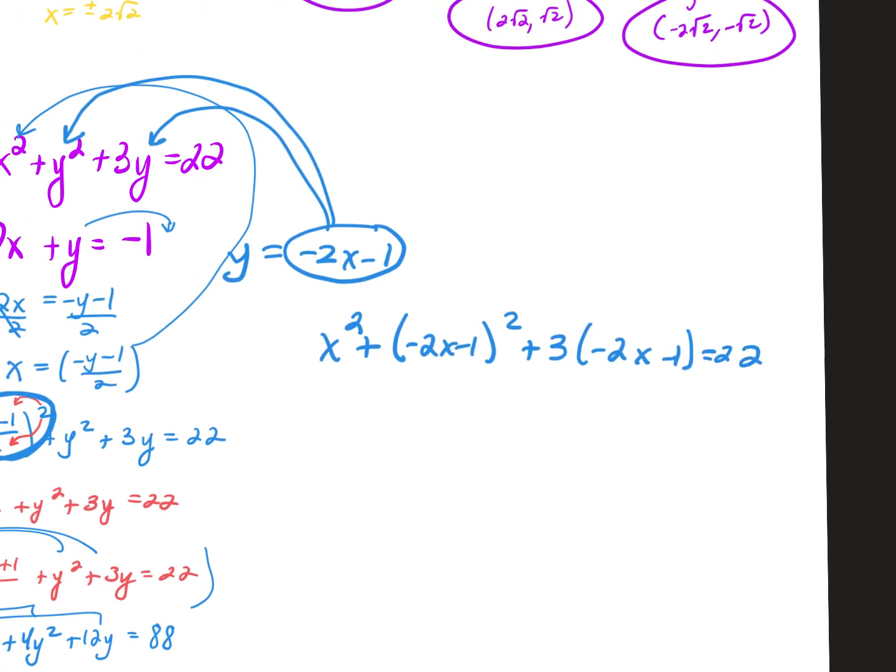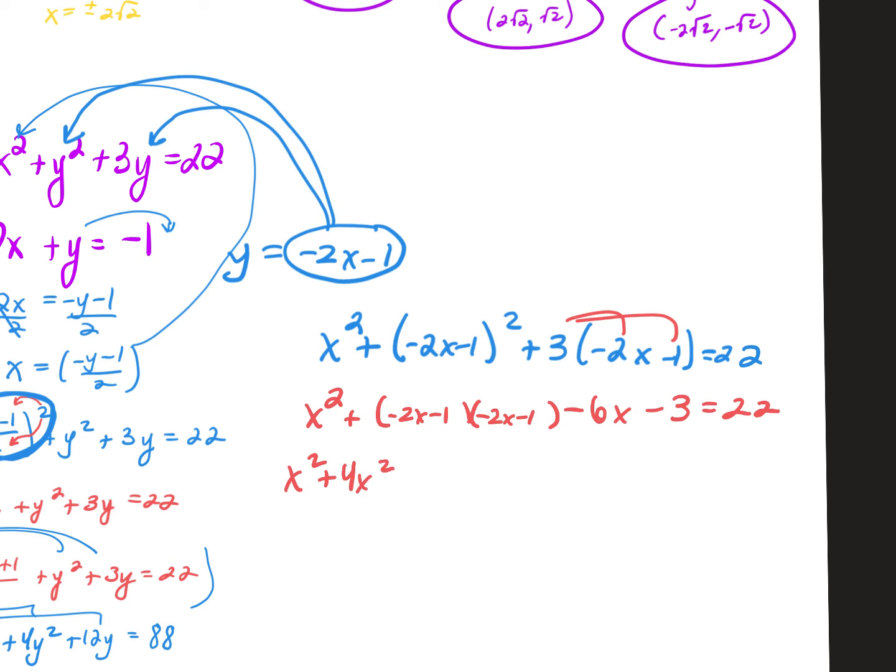Now, right away, this should be a little easier for us to do because we don't have any denominators to deal with. So if I go through here and simplify, I have x squared plus, I'm going to FOIL this out, negative 2x minus 1 times negative 2x minus 1. I can distribute here, so I get minus 6x minus 3 equals 22. So let's FOIL. 2x times 2x is positive 4x squared. Negative 2x and a negative 1 is 2x. Negative 1 and 2x is 2x, so I have plus 4x. Negative 1 times negative 1 is plus 1. Minus 6x minus 3 equals 22. Agreed? Everybody with me?